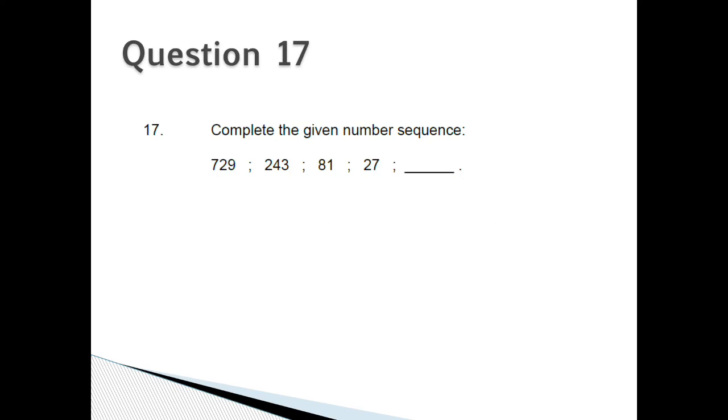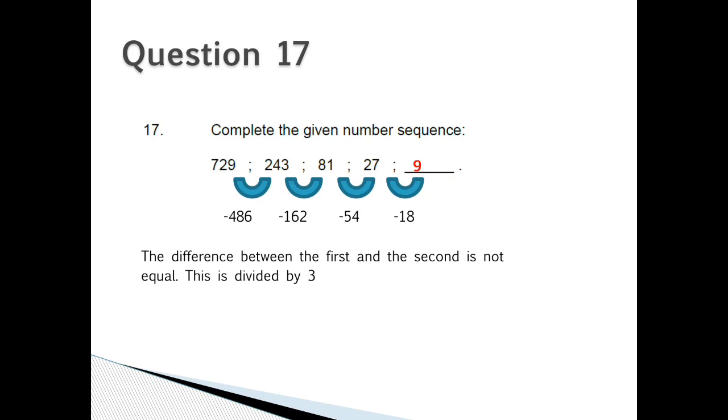Complete the given number sequence 729, 243, 81, 27. You will see that the difference between the first and second is not equal. In this case, the first number is divided by 3 to get to the next number. The next number is divided by 3 to get to the next number. So 27 divided by 3 is equal to 9. That is the missing number in your sequence.